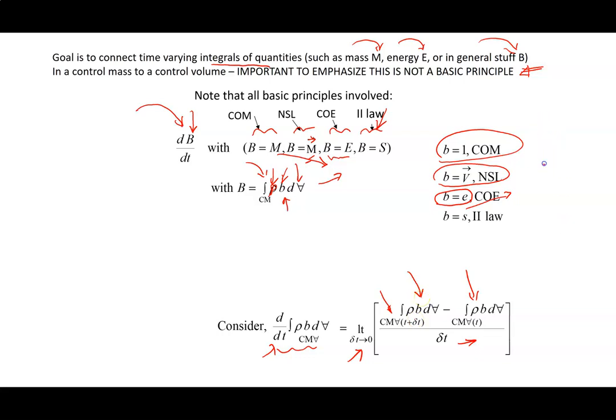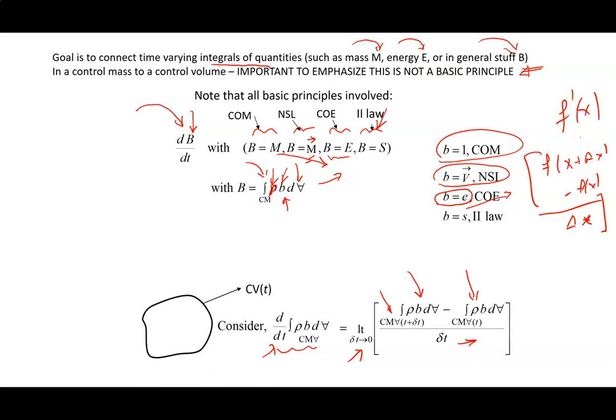In other words, if I have a function f of x, I'm going to take f of x plus delta x minus f of x, divide by delta x, and then take the limit of this as delta x approaches 0. That's what is going to give me the derivative f prime of x. Same concept we are using over here.